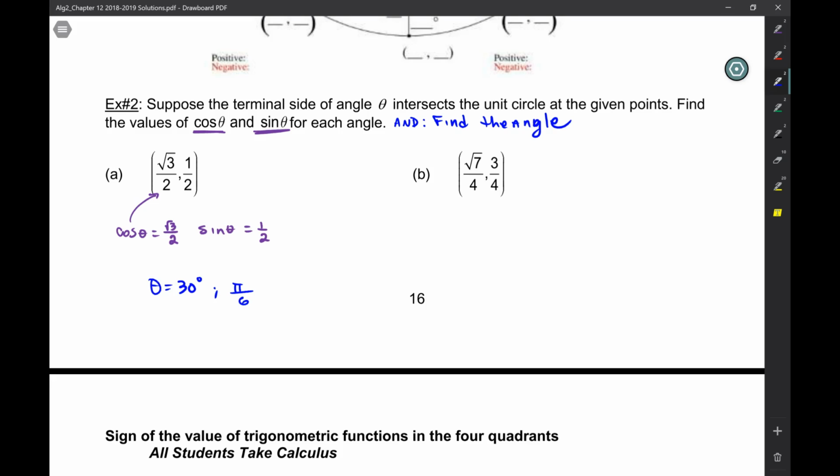Okay, this one. What's the cosine here? Root 7 over 4. And what's the sine? 3 over 4. For this one, you can't find the angle because it's not one of the special angles. But on the homework, they'll all be special angles.